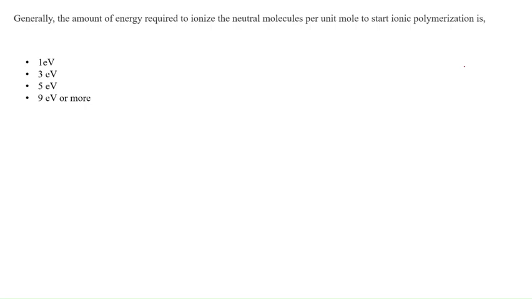Generally, what is the amount of energy required to ionize neutral molecules per unit mole to start ionic polymerization? So basically, for ionization, we need a lot of energy. You can see that among these options, the highest one is 9 electron volts. So direct ionization will require very high amounts of energy, that is 9 electron volts or more, and that can be achieved by radiolysis or photolysis. So that's why you need 9 eV or more.